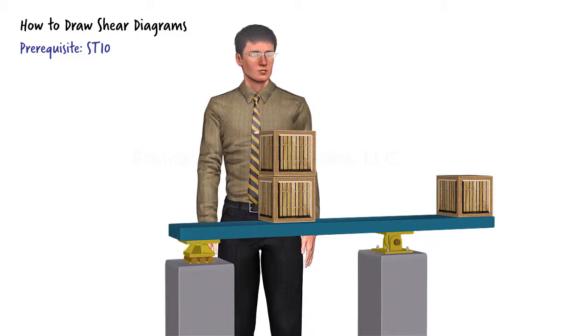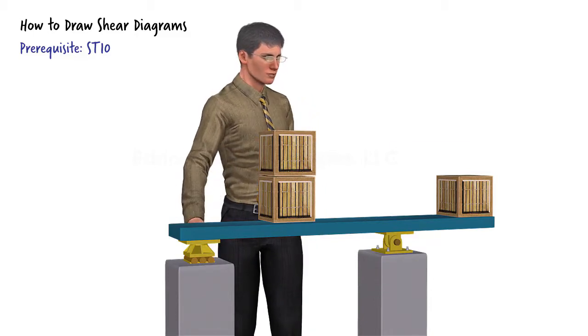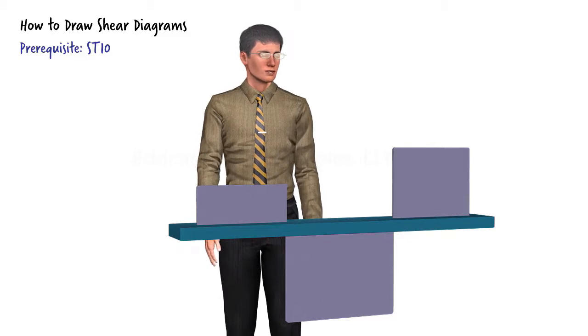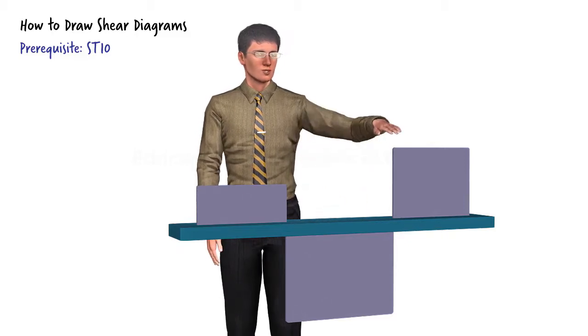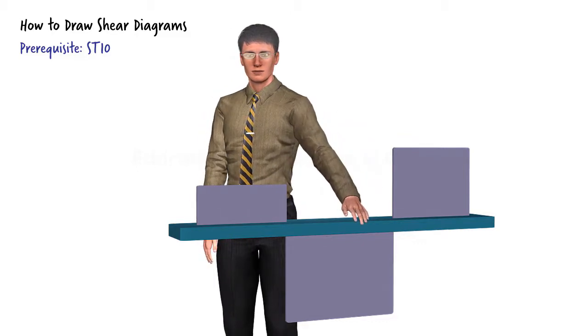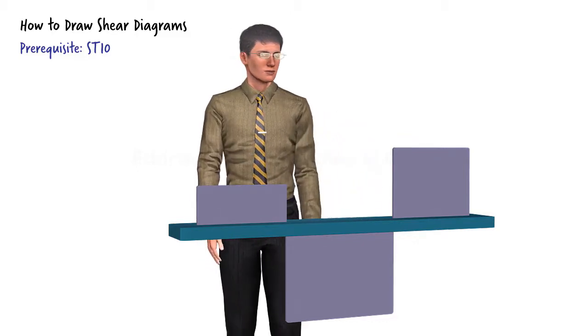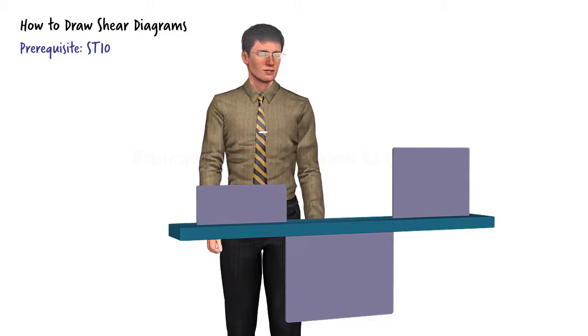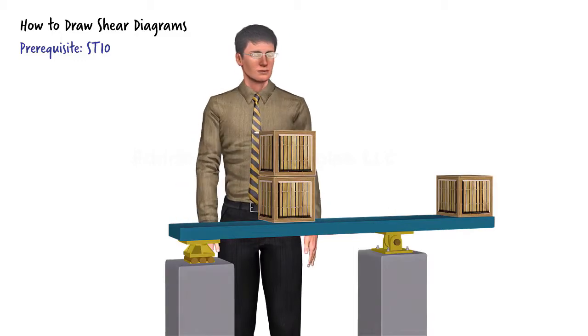For example, the shear diagram for this beam reveals that the internal force attains its maximum positive value in the right segment, and it reaches its maximum negative value in the middle segment. Let's start the conversation by going through the process of drawing the shear diagram for this beam.